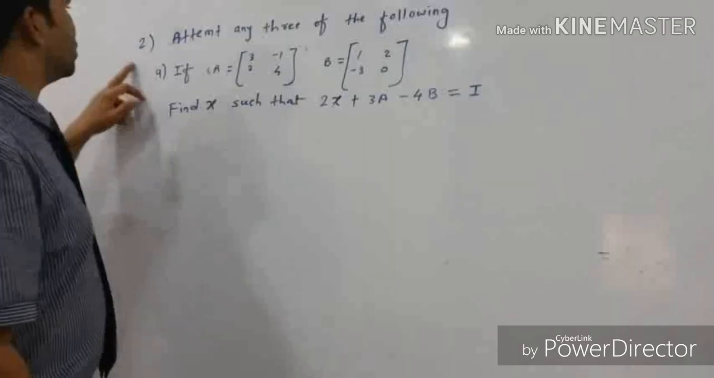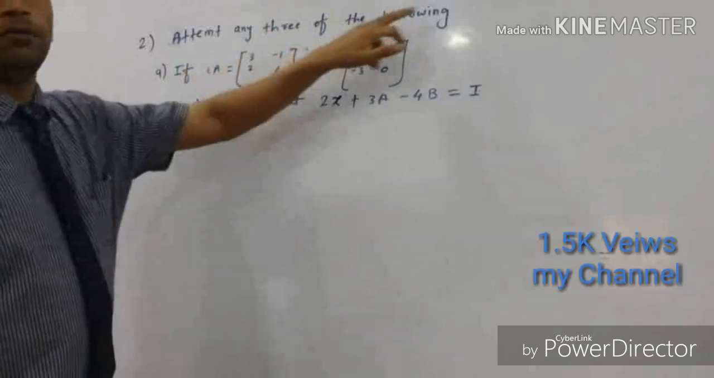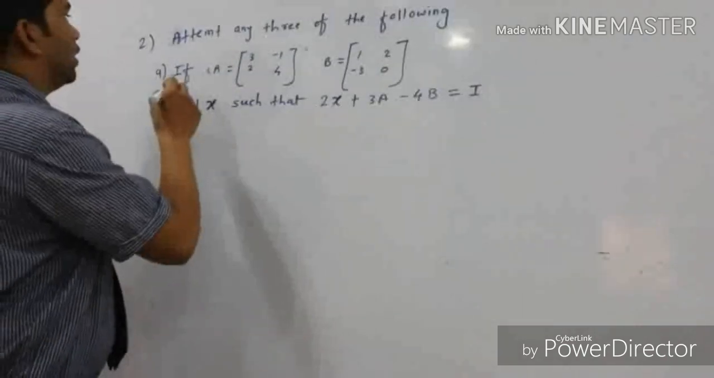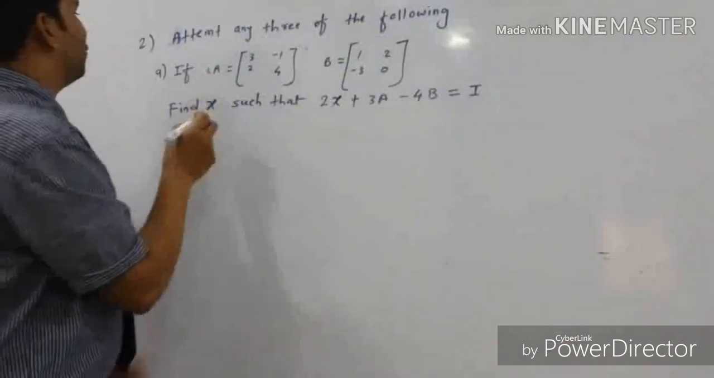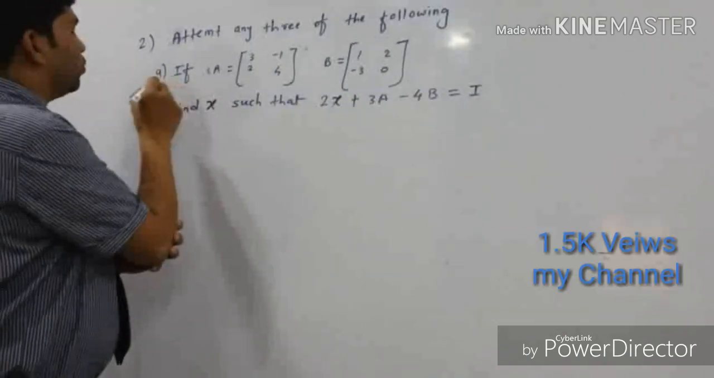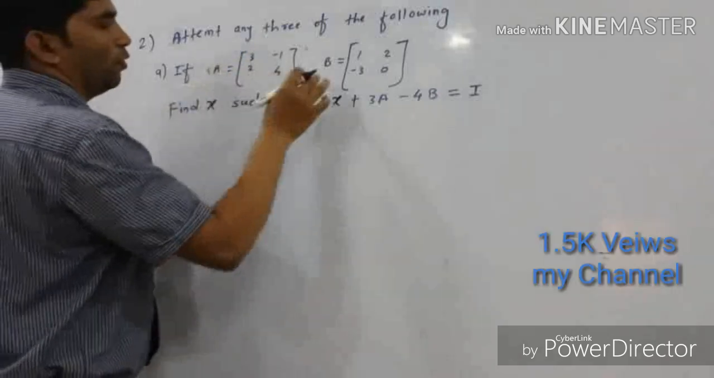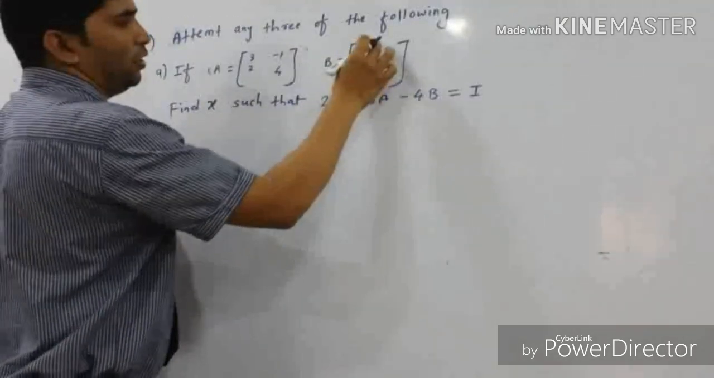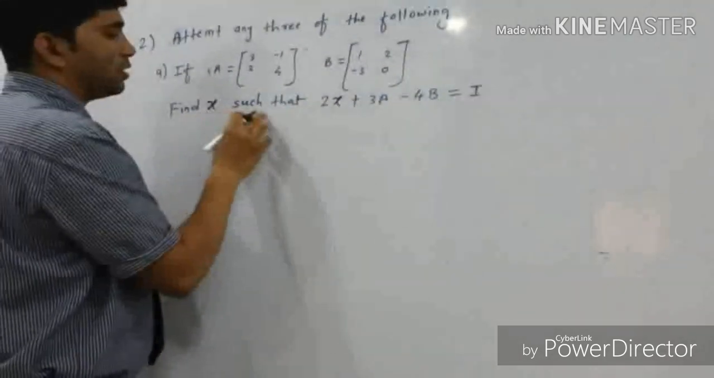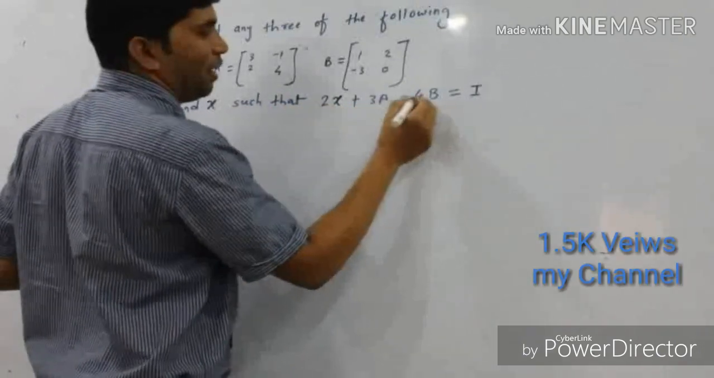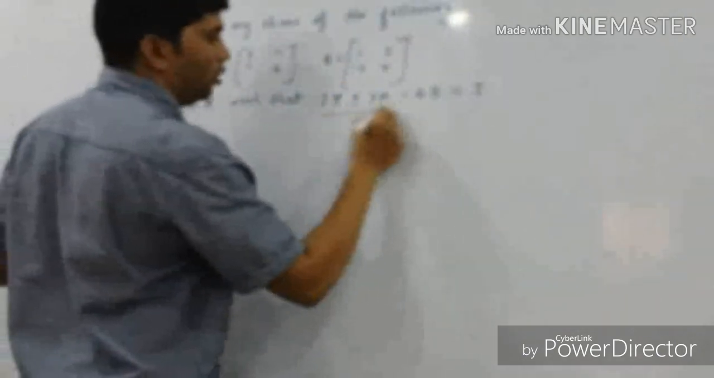Now, second question is attempt any three of the following. First question, if A is equal to 3 2 minus 1 4, B is equal to 1 minus 3 2 0. Find x such that 2x plus 3A minus 4B is equal to I.